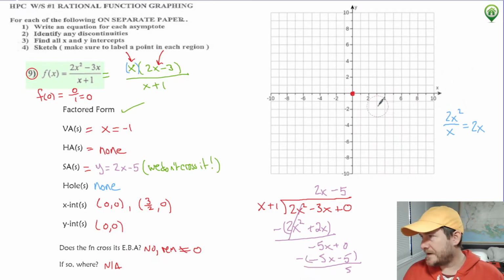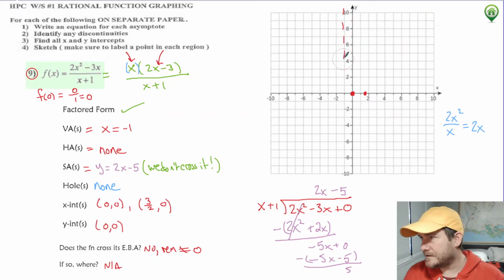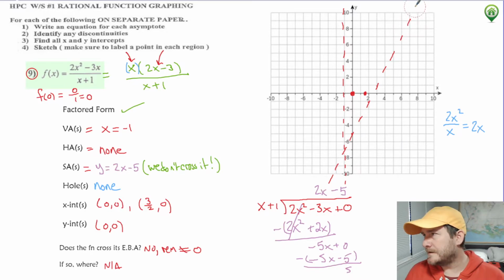All right, I think I've got all the pieces I need, so I'll plot my x-intercept. My next x-intercept is 3/2. That's 1 1/2, so that's there. My vertical asymptote is at -1, so that's here. My slant asymptote is 2x minus 5, so I've got to go down to -5. And I've got to use a slope of 2, so rise 2, run 1, rise 2, run 1, rise 2, run 1. And then you can just rough in your slant asymptote. Line here, line here, line here, line here, line here.